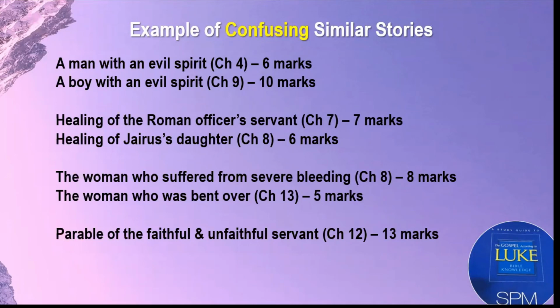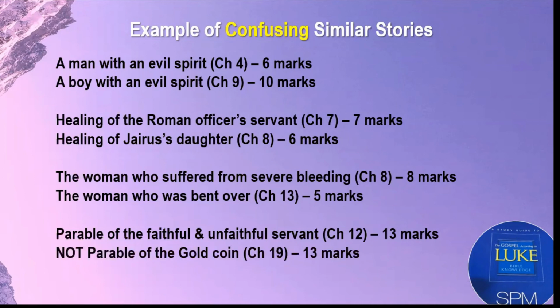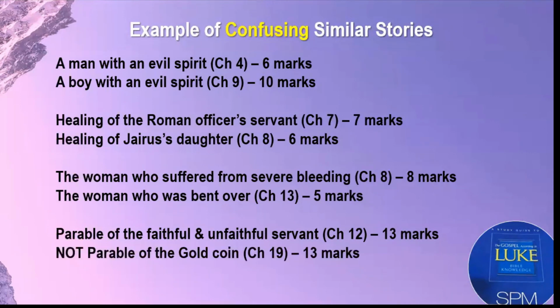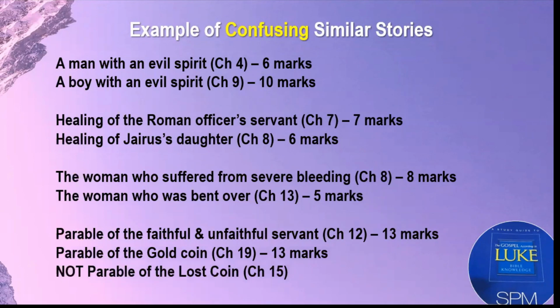The woman who suffered from severe bleeding, the woman who was bent over. Which one was which? A lot of times we cannot differentiate them anymore. The parable of the faithful and unfaithful servants, I think I've given just now. This is not the parable of the gold coins. Sometimes when we think of the faithful and unfaithful servants, we may think, oh, I know this one. This is the one where the master gave them 1 coin, 2 coins, 3 coins. No, that's the gold coins. And some people, when they see the parable of the gold coins, think that it is the parable of the lost coin. This is not the lost coin. So by putting similar stories together, you differentiate them more effectively, okay?